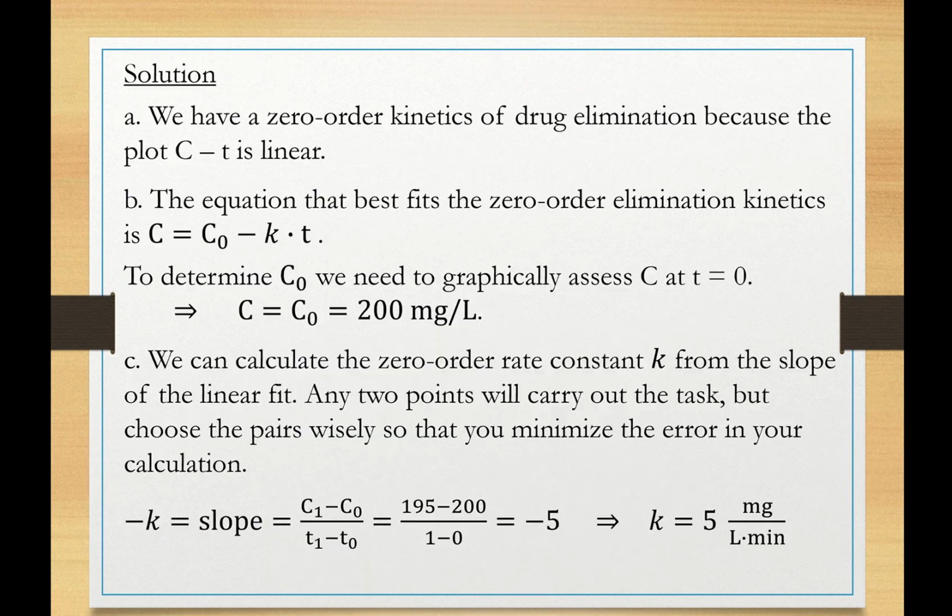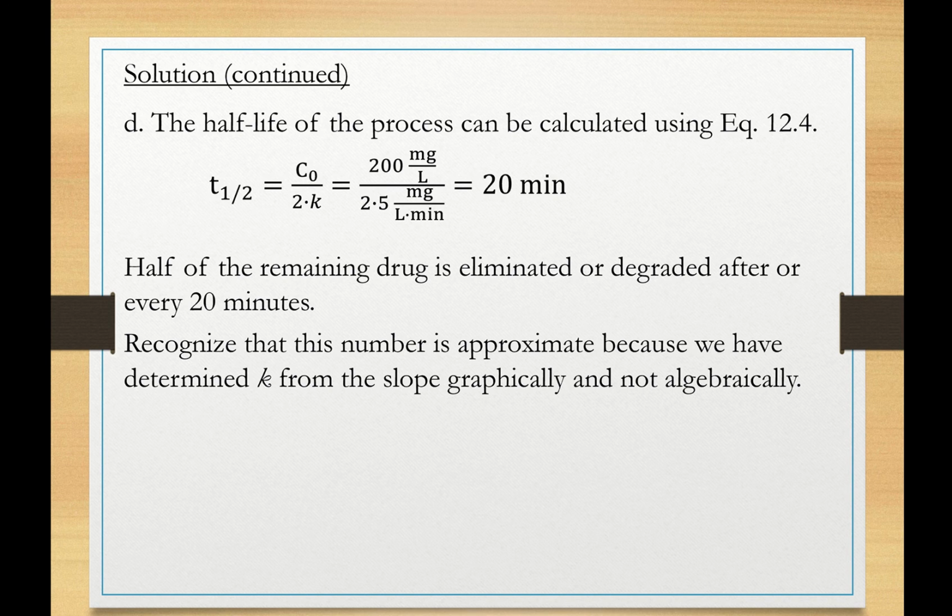So this is it. So here is our solution. Zero order, 200 milligrams per liter, and K is 5 milligrams per liter per minute. Obviously, you understand that since all of this is determined graphically, it could be just an approximation, but it's a close one. It's a good one. And of course, the T half using our equation is 20 minutes.